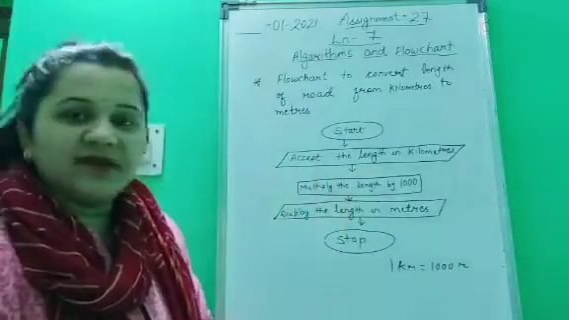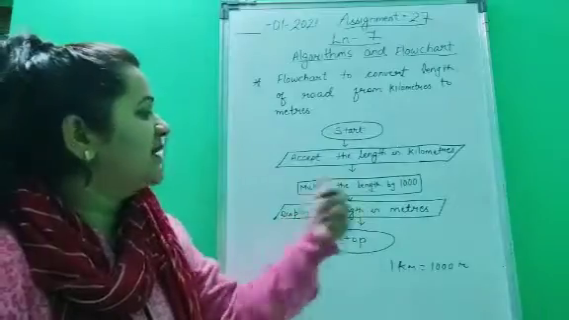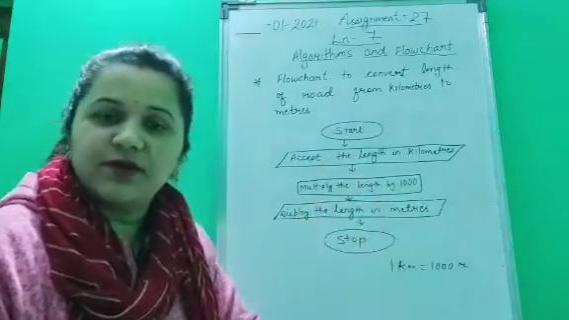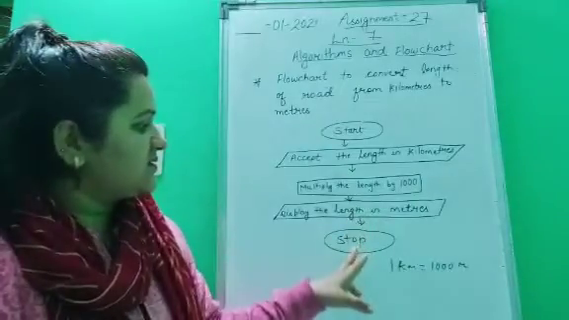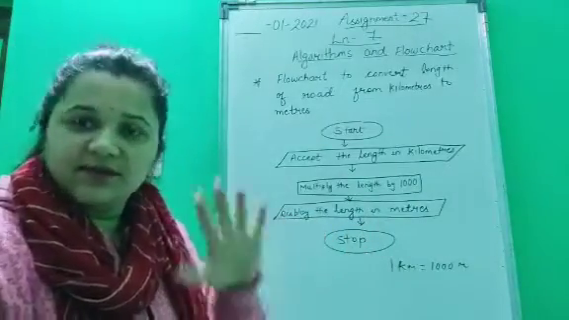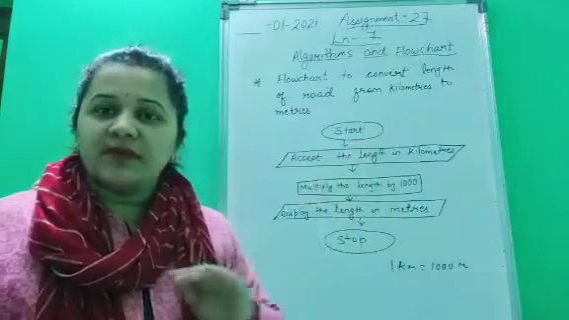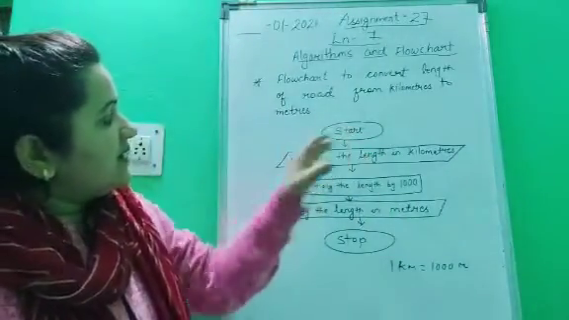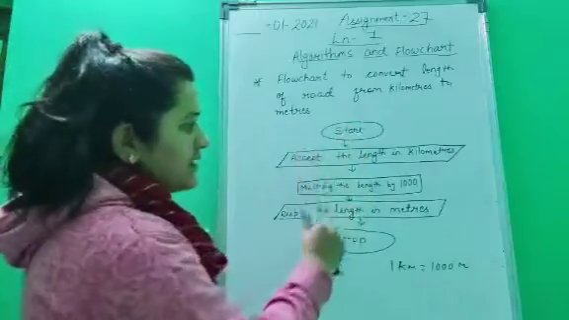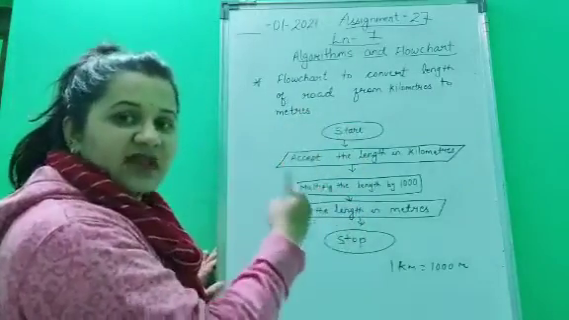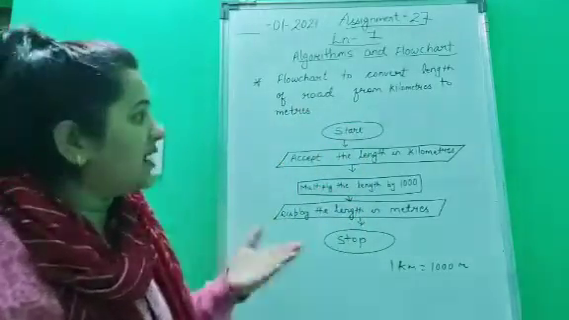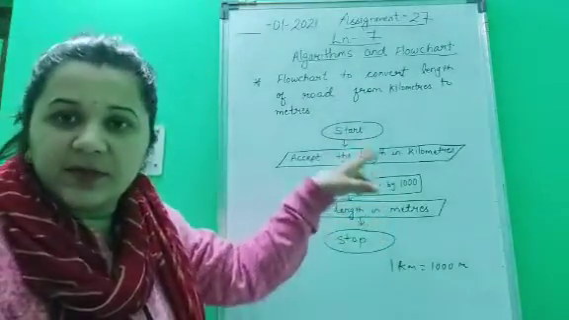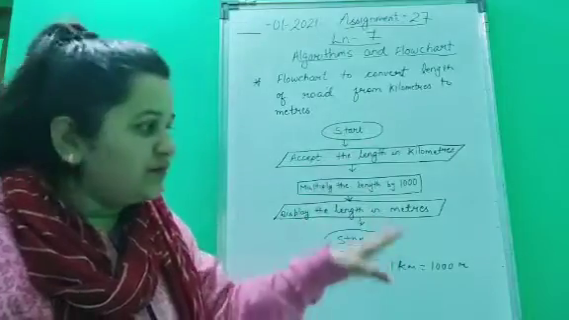Now what should be the next step? When you multiply the length by 1000, the answer will come. Then you will display the length in meters. That value should be converted into meters. And then at last you have to stop it. The execution of the program ends. Now children, the same algorithm, the same steps, we can write in the form of a flowchart also with the help of the different symbols I have used here.